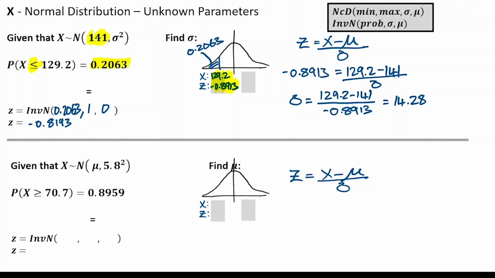In the next question, we don't know what the mean is. We do know the standard deviation this time, but we're going to go through some similar steps. My real world value and my percentage. Where should 70.7 go to make sure that there is 89.59% above this marker? Is it on the left or is it on the right? I need to put it on the left to ensure that there is a large proportion above it, 90% above it.